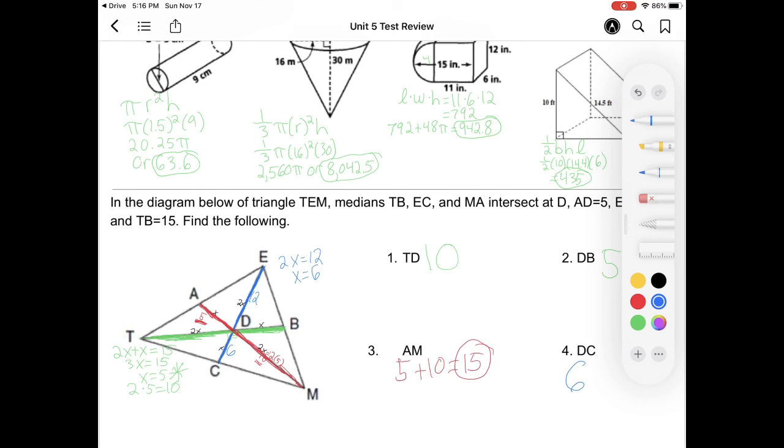So we have 6 for number 4. And that is all for our test review.